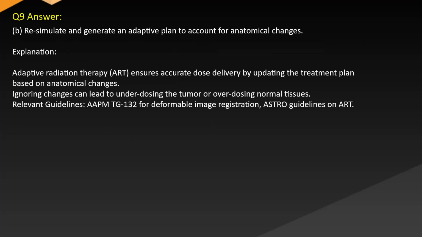Answer: B. Resimulate and generate an adaptive plan to account for anatomical changes. Explanation: Adaptive radiation therapy ensures accurate dose delivery by updating the treatment plan based on anatomical changes. Ignoring changes can lead to underdosing the tumor or overdosing normal tissues. Relevant guidelines: AAPM TG-132 for deformable image registration, ASTRO guidelines on ART.